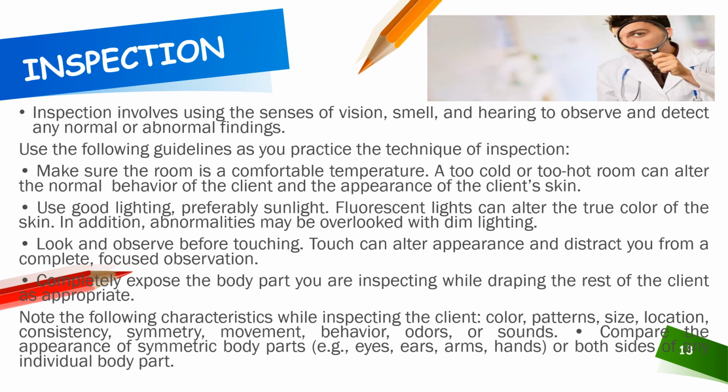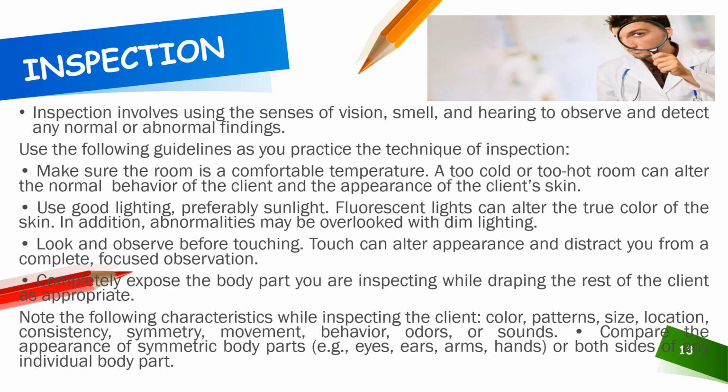Inspection involves using the senses of vision, smell, and hearing to observe and detect any normal or abnormal findings. This technique is used from the moment that you meet the client and continues throughout the examination. Inspection precedes palpation, percussion, and auscultation because the latter techniques can potentially alter the appearance of what is being inspected. Although most of the inspection involves the use of the senses only, a few body systems require the use of special equipment, for example, an ophthalmoscope for the eye inspection and an otoscope for the ear inspection.